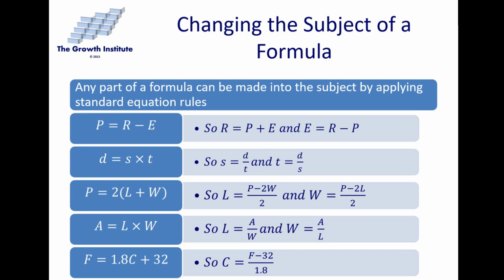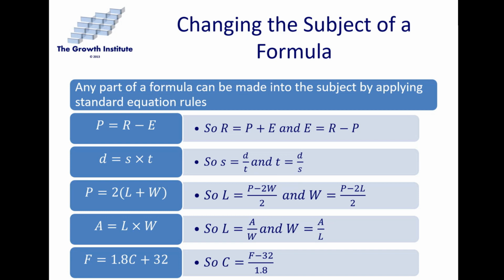Area is equal to the length multiplied by the width. So if you want the length alone, you would have to divide the area by the width. If you want the width alone, you would have to divide the area by the length. Okay, and then this one, very important, because this is what they do in the exams. This is an exam question.